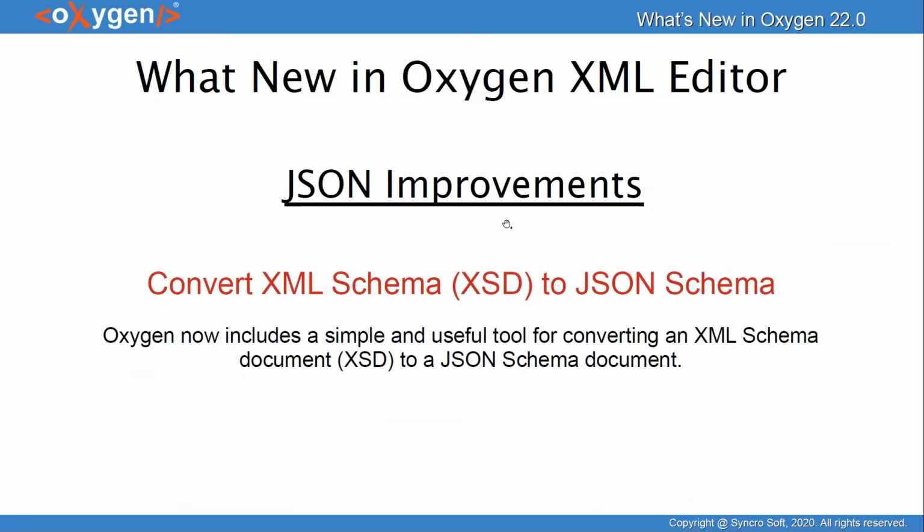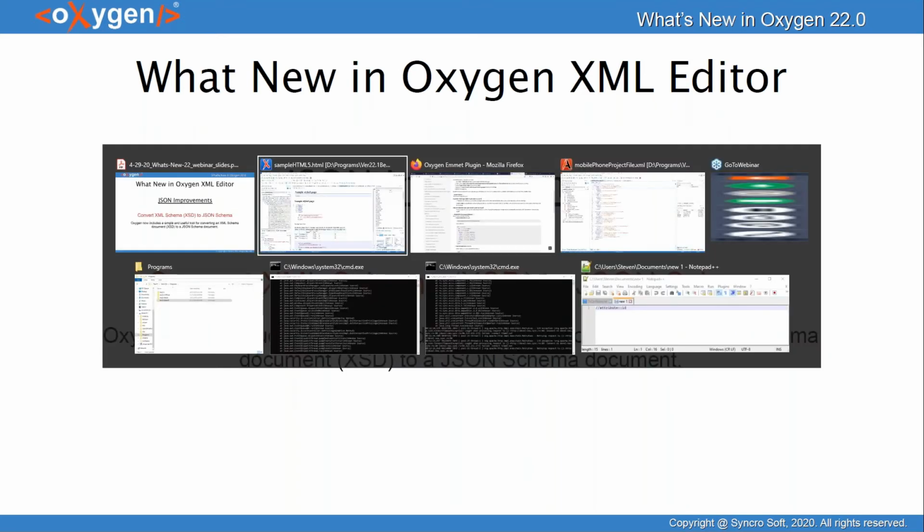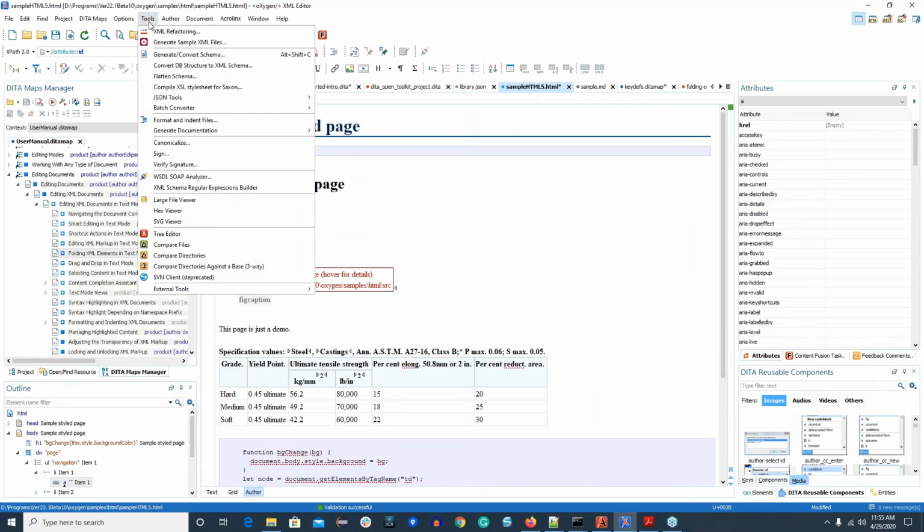Next, some improvements for JSON users. Some more JSON tools were added. These are in the JSON Tools submenu, inside Tools. First one is for converting an XML schema document to a JSON schema. So it's this one, XSD to JSON schema.